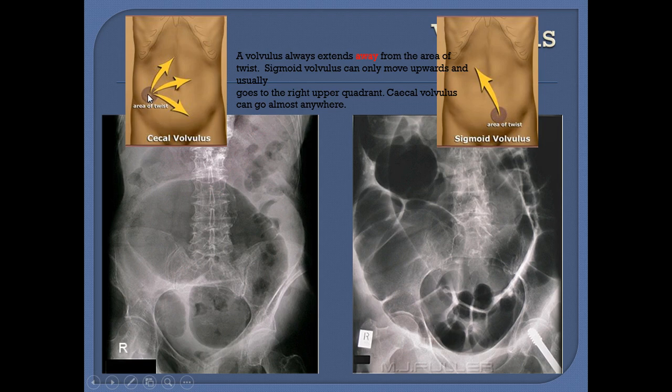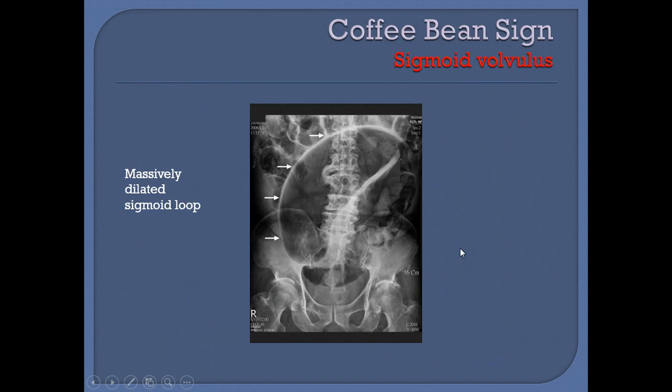You can see the area of twist, and the dilated cecum is away from the point. In the sigmoid volvulus, this is the area of twist, so the dilated loop goes upward. This is cecal volvulus, this is sigmoid volvulus.